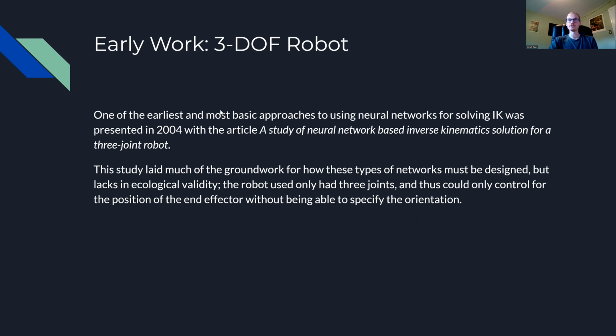One of the earliest approaches in using deep learning for solving IK was found in 2004. This laid a lot of groundwork for how these types of networks can be designed, but lacked ecological validity, as a robot with 3 joints, or 3 degrees of freedom, is not common in the industry, as it can only control for position.